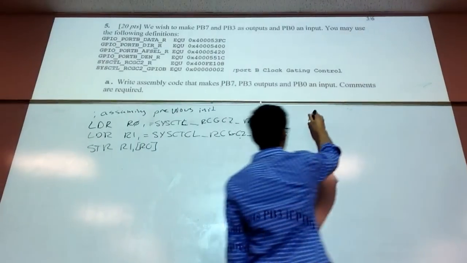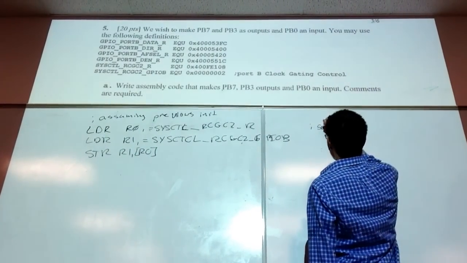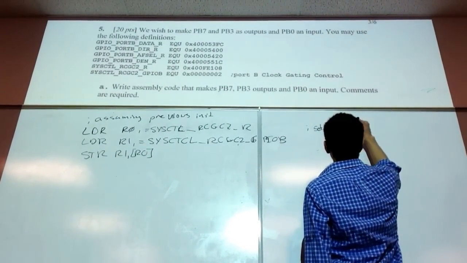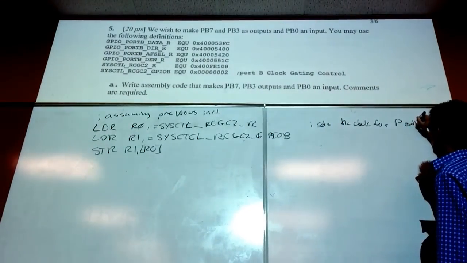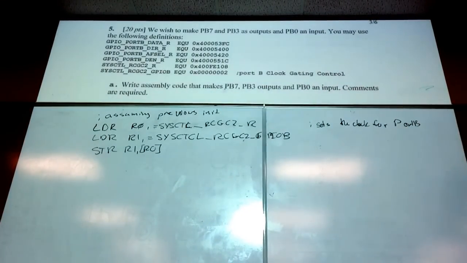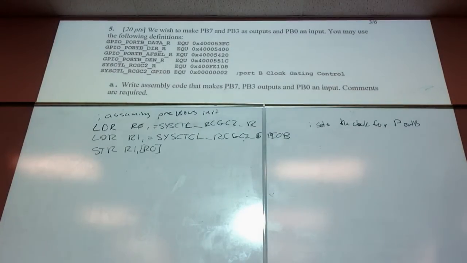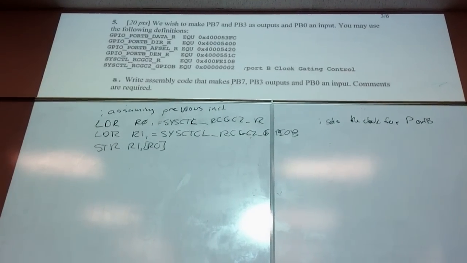If I were to put a comment here, I would say it sets the clock for port B. Does that make sense? Aren't you supposed to modify the contents, like make it a 1 or something? Because for the gating of the clocks, like this is non-safe.